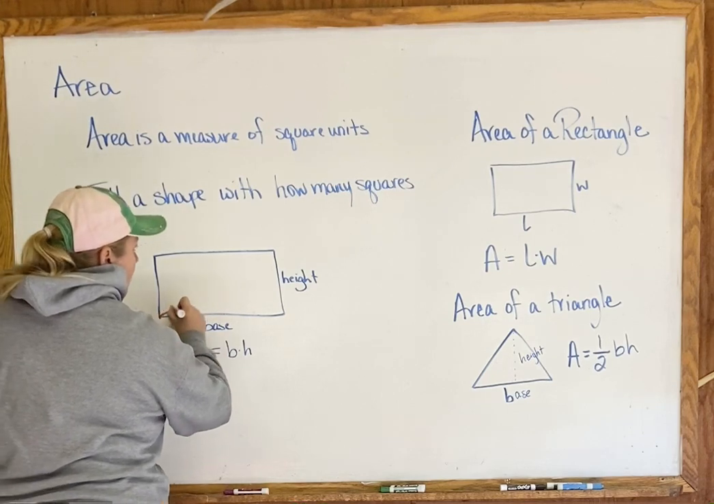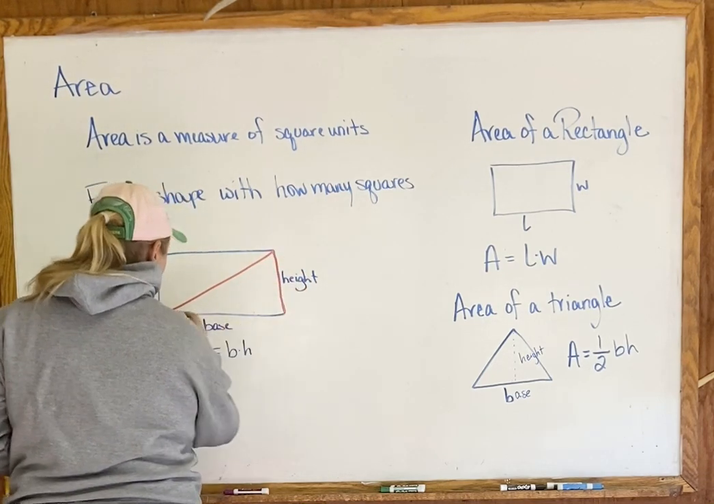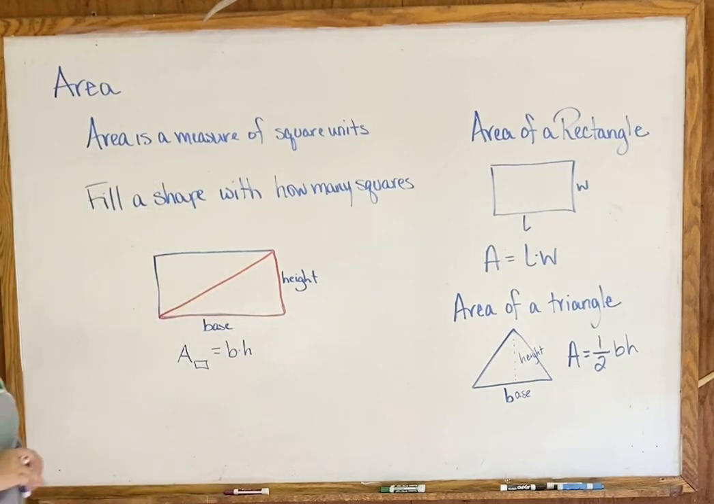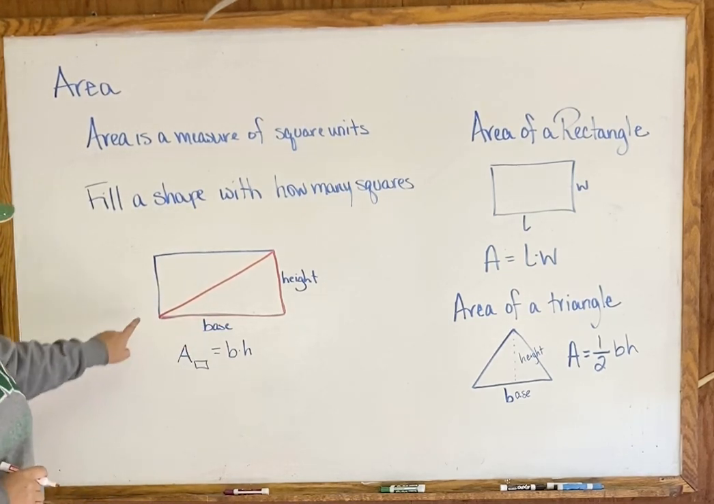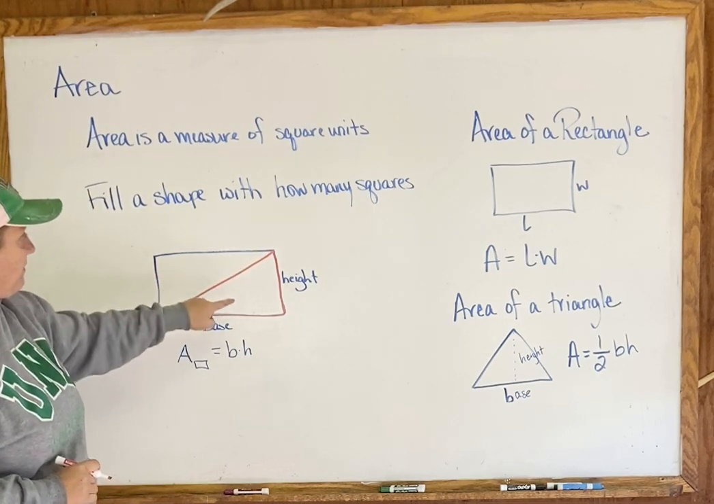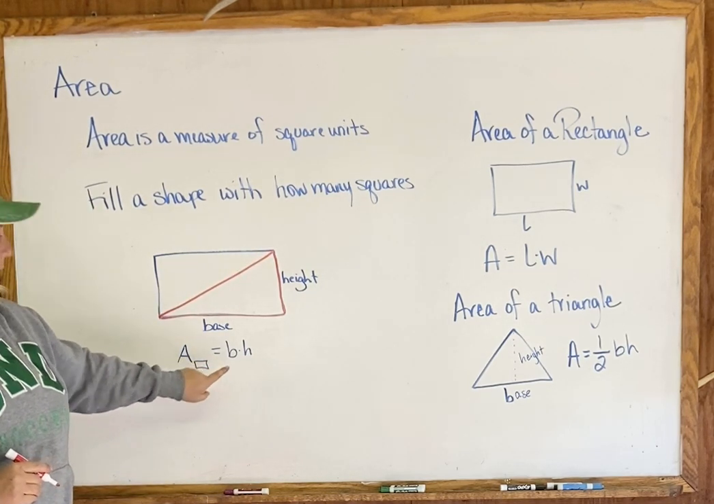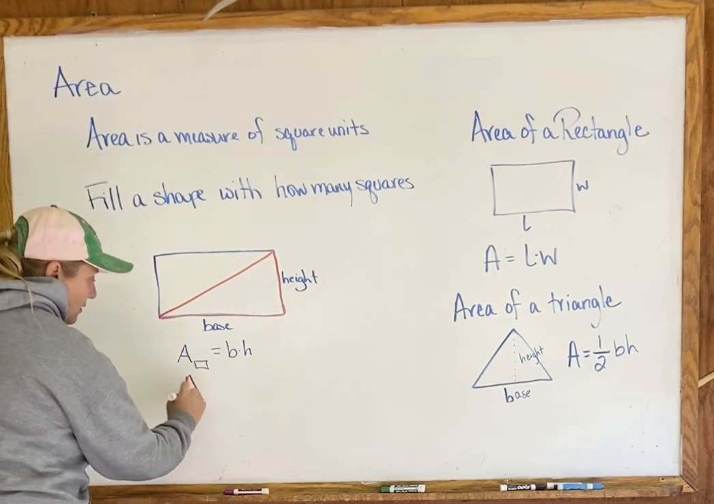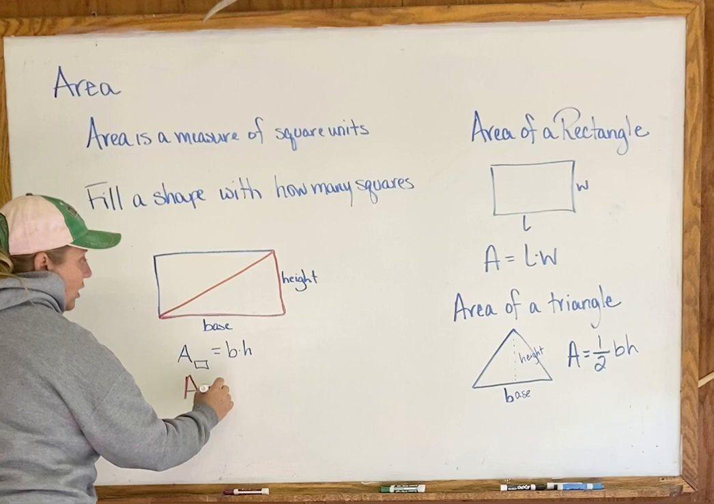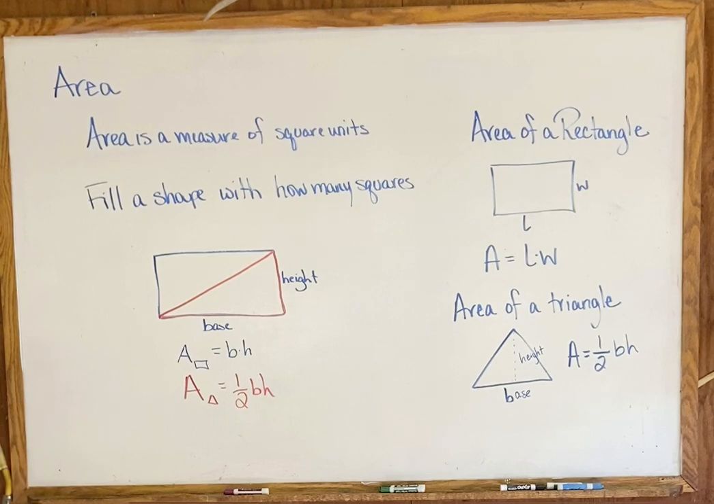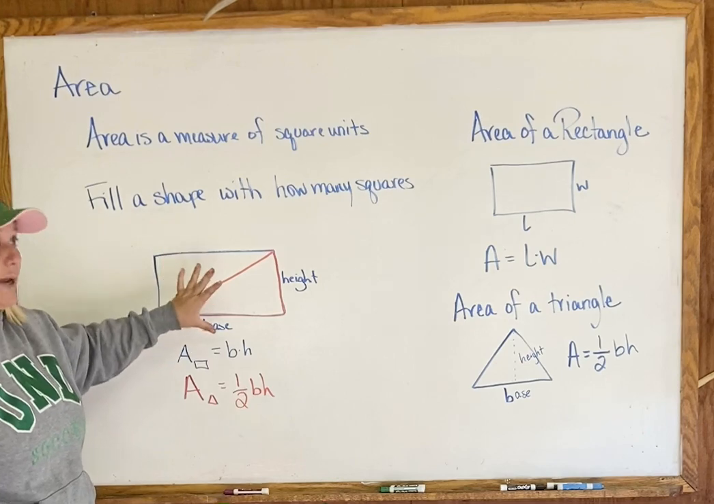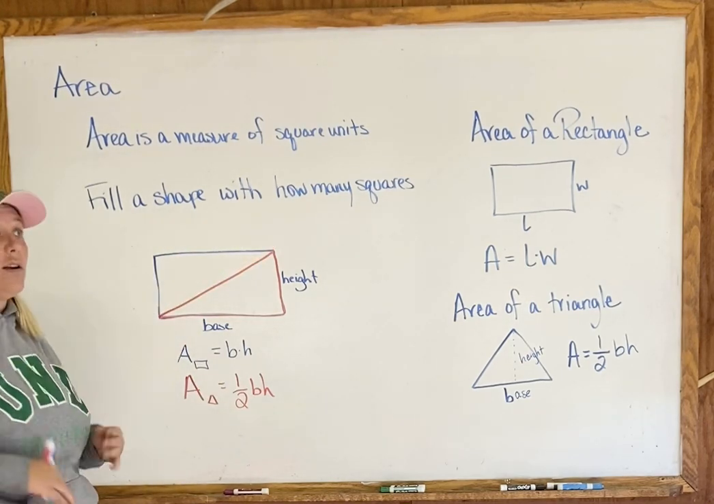Look what I'm going to do. I am going to draw in the diagonal, and now I'm going to look at that red triangle. Isn't that half of the rectangle? From point to point, we've got half of a rectangle. So if we want the area of the triangle, we take half of what we had above, so 1/2 base times height. That is where the formula for the triangle comes from. You take a rectangle, cut it in half on the diagonal, and you have a triangle.